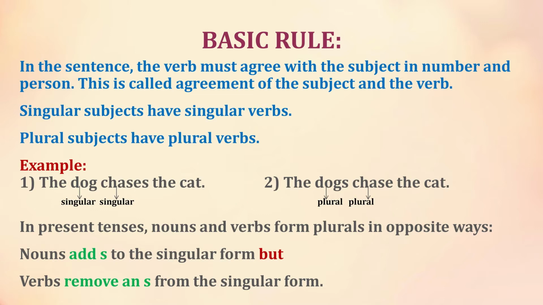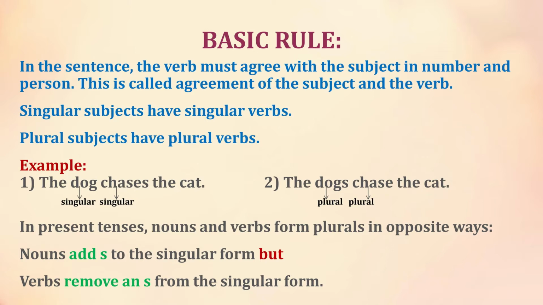See these examples. First one, the dog chases the cat. In the first sentence, we see a singular noun as a subject, that is the dog. And the verb is chases. Noun means a name. So here dog is the name of an animal. This is the subject here. The verb is chases, means an action. So in this sentence, the subject is singular noun, that is one dog. So the verb also needs to be singular, that is chases.